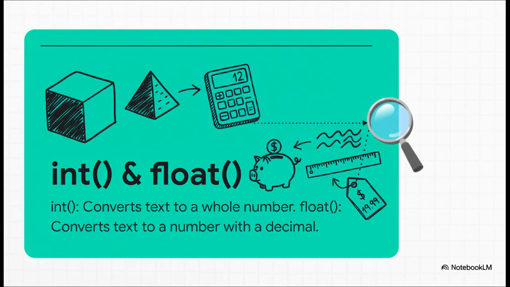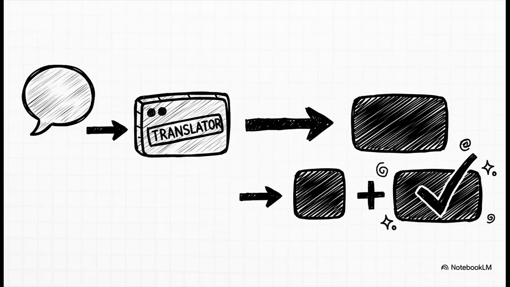These are also built-in Python functions. Int, which is short for integer, takes a piece of text that looks like a whole number and officially converts it. And float does the exact same thing, but for numbers that might have a decimal point in them, like prices or measurements. So let's go back and fix our broken code, and we'll do it in 2 clear steps so you can see exactly what's happening.